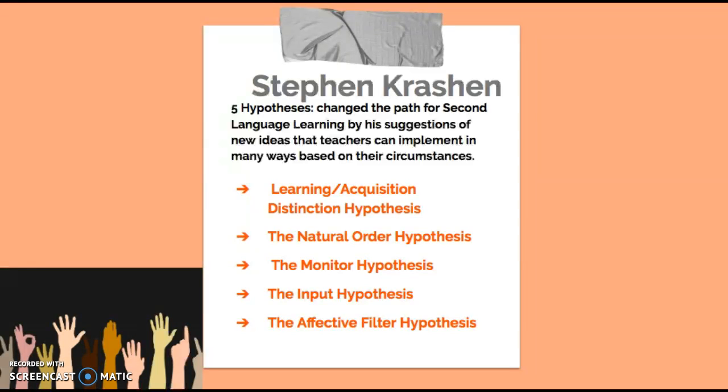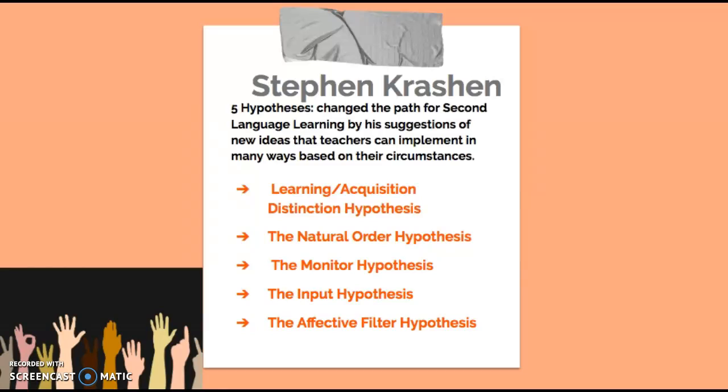Stephen Krashen had 5 hypotheses that changed the path for second language learners. He believed that there's a difference between learning and acquisition, the conscious versus subconscious. The natural order hypothesis is the order in which items are acquired based on individual students' repeatability. The monitor hypothesis is if we are supporting too much, it causes dependentness. Not enough is a lack of understanding, but that we should support just enough when needed and necessary.